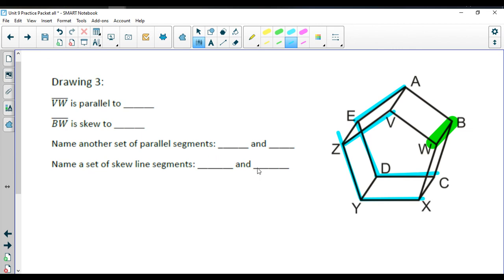And anything through here, another set of parallel would have to lie in the same plane, and then the other set of skew would have to be in different planes, but also not parallel to each other.